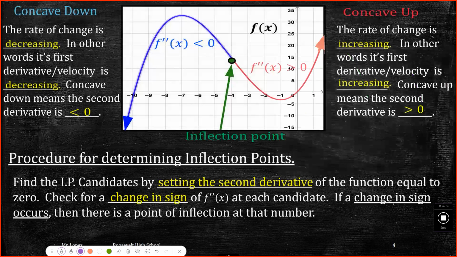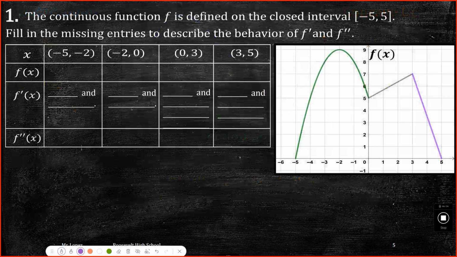All right, moving on. Okay, problem 1. The continuous function f is defined on the closed interval from -5 to 5, including -5 and 5. Fill in the missing entries to describe the behavior of f prime and f double prime.